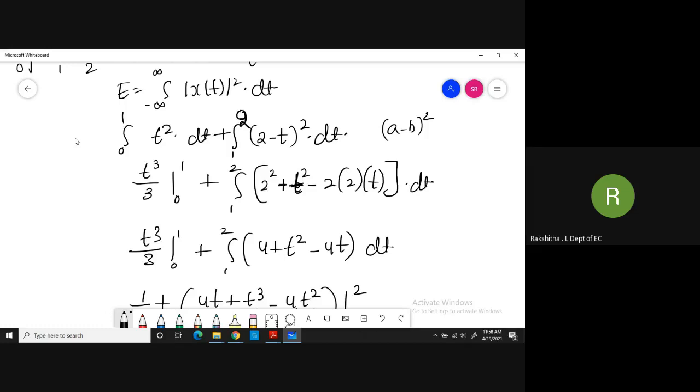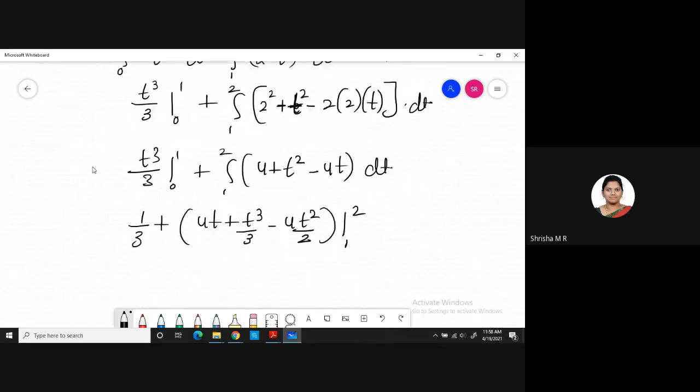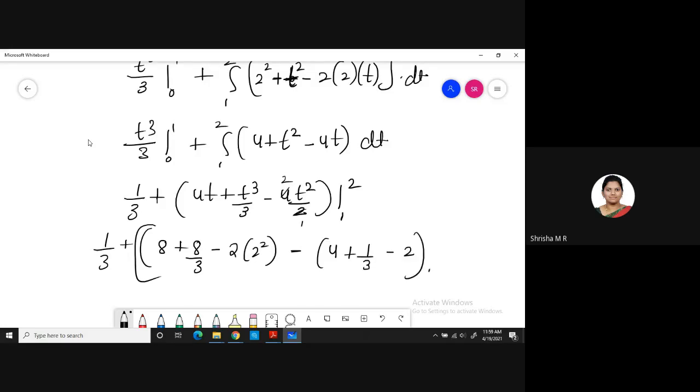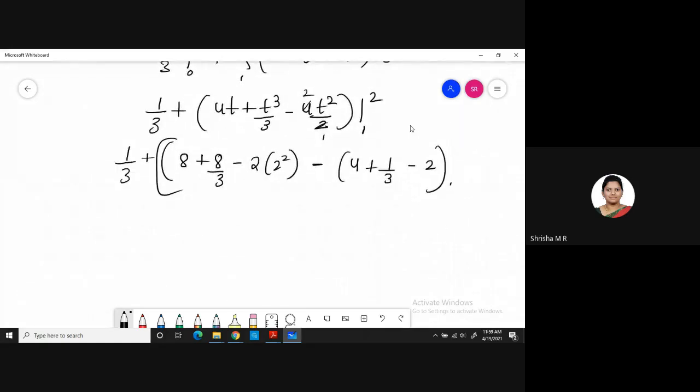Ma'am, energy is minus 19 by 3. No, check once. So you have 1 by 3 plus, I'll put the upper limit now. So 4 into 2 I get 8, plus 2 cube by 3, that's 8 by 3, minus 4 t square by 2, I'll cancel the 1 and 2, so 2 into t square, 2 square. Minus, for the lower limit, I get 4t into 1, t is 1, so 4 into 1, plus t cube by 3 is 1 by 3, minus 2 into 1 square, I get 2. So solve this. You get 1 by 3 plus 8 plus 8 by 3 minus 8. I'll put a small bracket here.